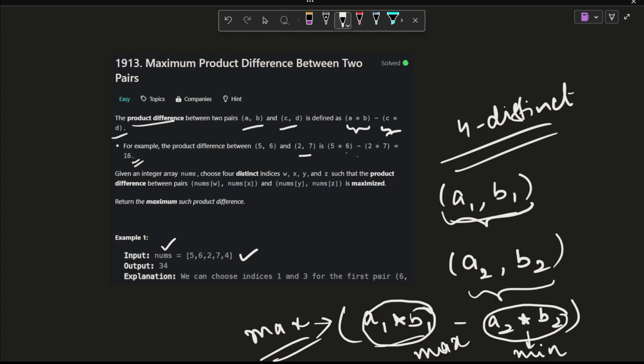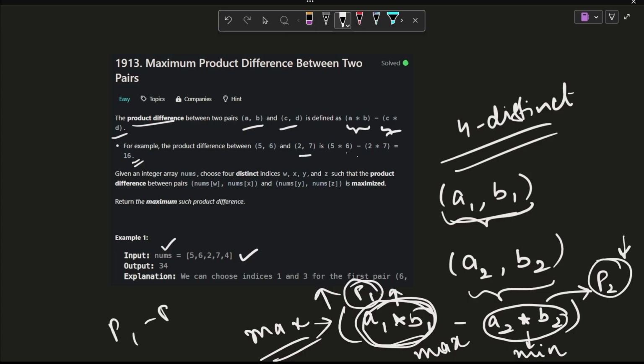Let's consider the a1, b1 product as p1, and the a2, b2 product as p2. If you are able to make p1 as maximum as possible, and p2 as minimum as possible, then the difference p1 minus p2 will be maximized. So now we are clear how we have to choose the two elements for the first pair and the two elements for the second pair.